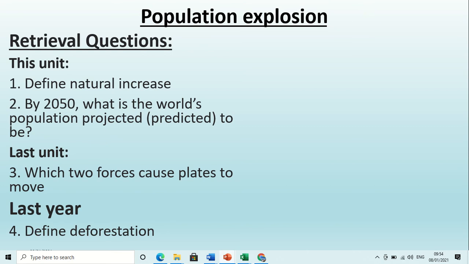So this is your title for today: population explosion. And your retrieval questions, we've just got 4 for you today. So can you get on with the retrieval questions now on your pen and paper or on your A4 or on your Word document? Press pause now.